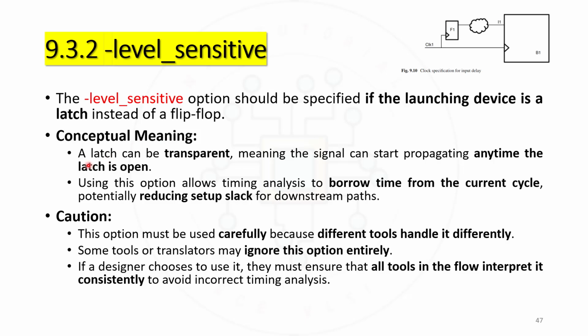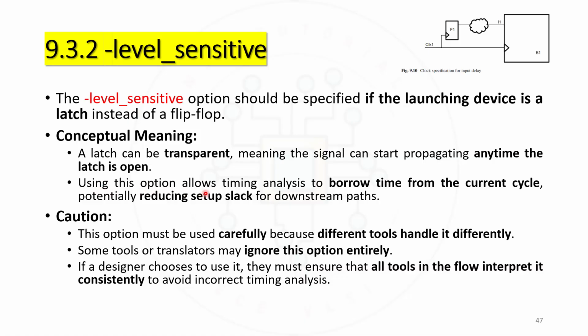Coming to the conceptual meaning, a latch can be transparent, meaning the signal can start propagating anytime the latch is open. So it can be either a positive level sensitive latch or a negative level sensitive latch. If it is a positive level sensitive latch, it will work whenever the enable signal is high. If it is negative level sensitive, it will work whenever the signal is low. I mean level sensitive high means it is 1, level sensitive low means it is 0.